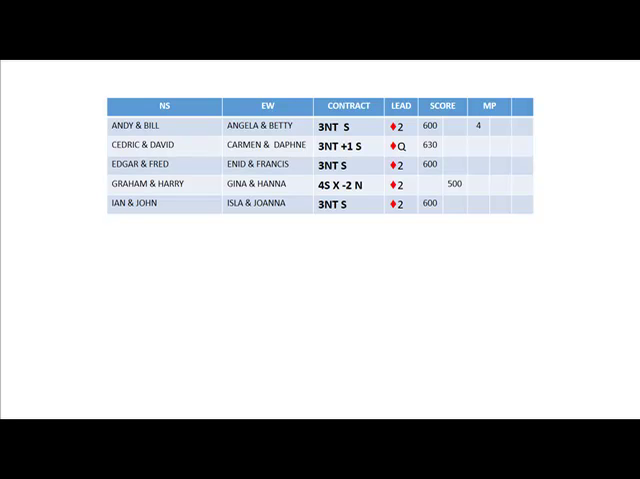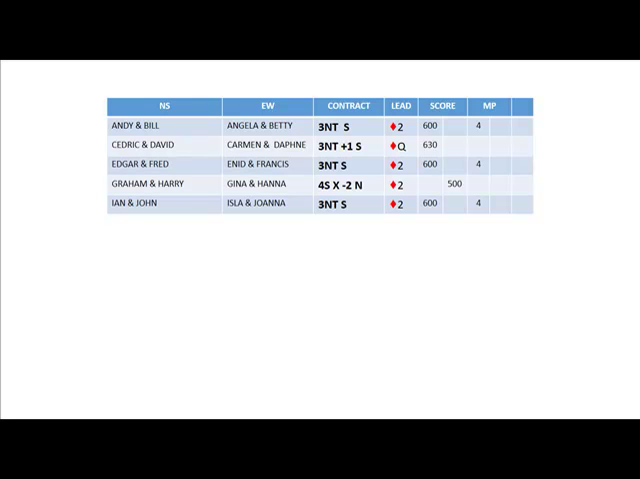Notice that Edgar and Fred and Ian and John got exactly the same score with exactly the same contract. So it wouldn't be surprising if, following that same technique, they also get 4 match points. That's 2 points for the team that they did better than, and 1 point from each of the other 2 pairs that they did the same as.